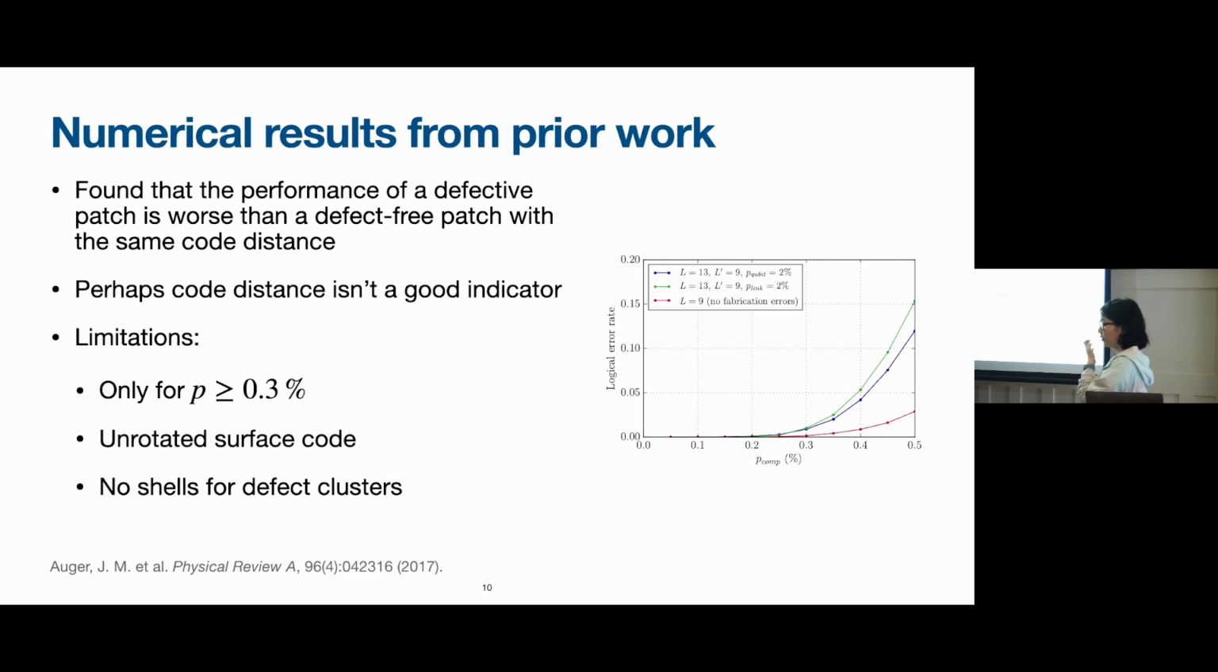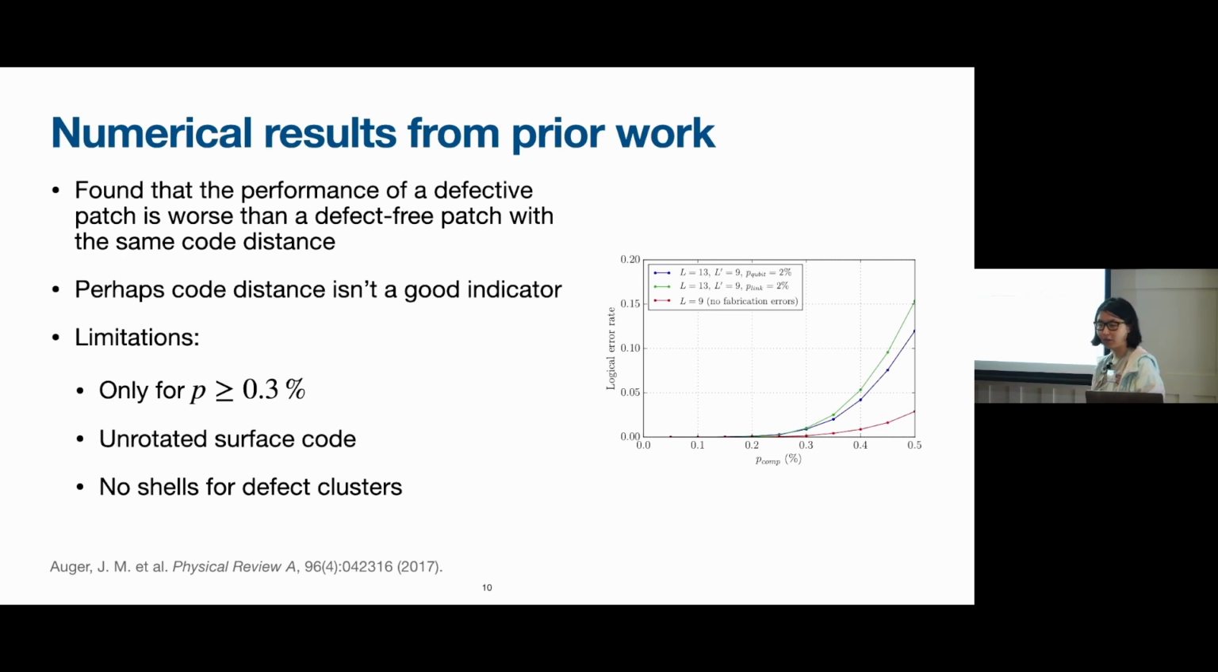And also, they were working with the unrotated surface code. So now we feel that we should work on the rotated surface code instead, because it has less qubit overhead. And also, they were not using the shells around defect clusters, so that also might be a reason why the super stabilizers are not performing as well as they should.